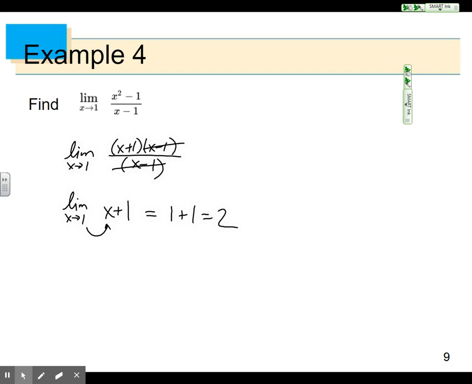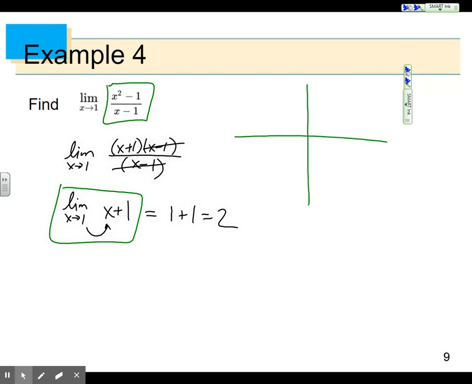You're saying, Mr. Lovely, how in the world did you take the limit as x approaches 1 of this function and say it's the same as the limit as x approaches 1 of this other function? Well, I'm going to show you how. Even though you might not have asked that, I'm still going to show you how.